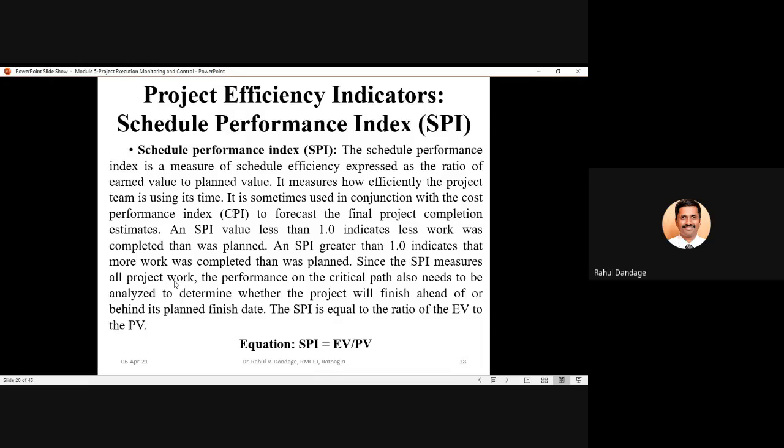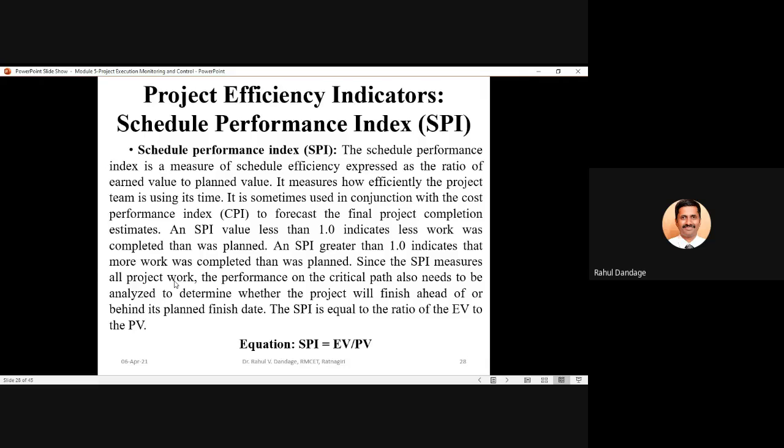So if the value of SPI is less than 1, it means your planned value was more and the earned value is less. So it is not advisable to have your SPI less than 1. At the same time, if the value of SPI is greater than 1, this will indicate that the work which has been completed has more value than the work which was planned. So earned value will be more than your planned value at that point of time.